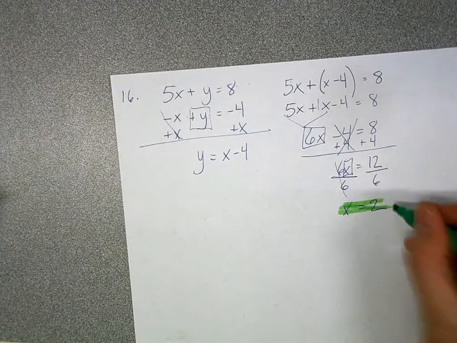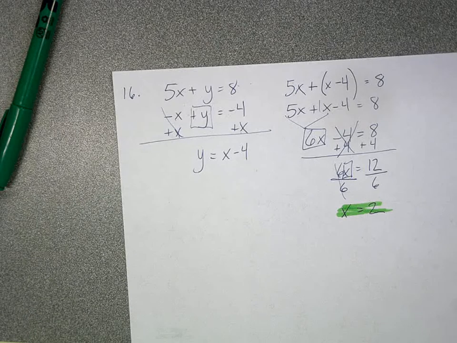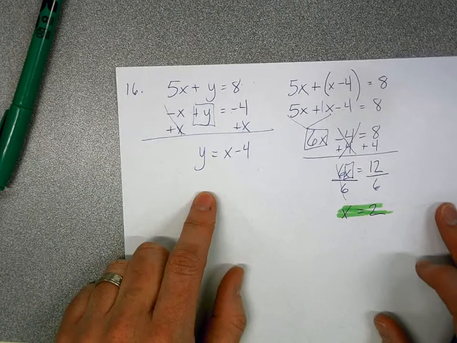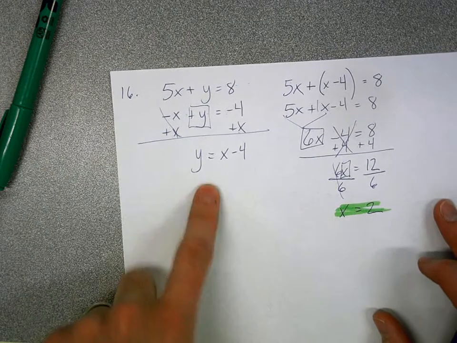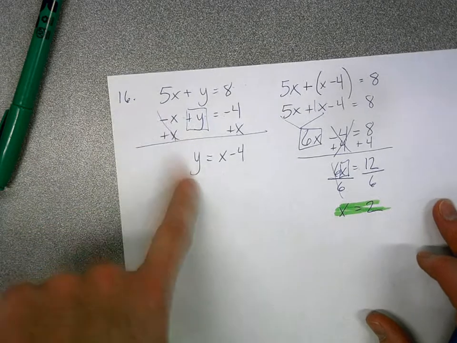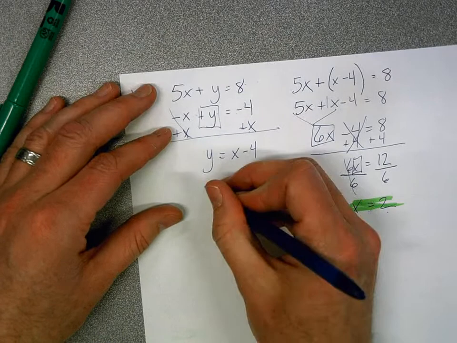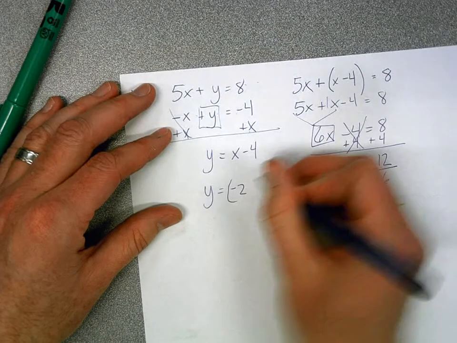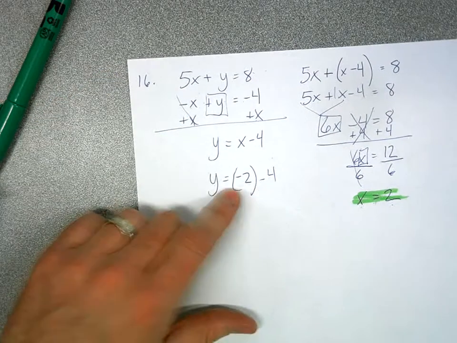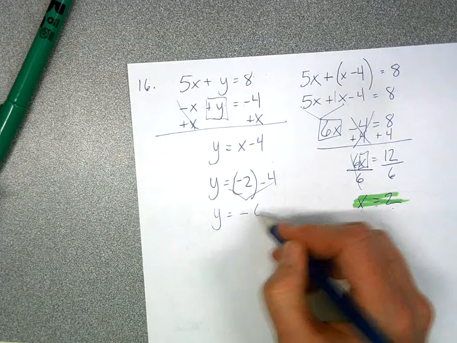And now remember, I'm going to take that and plug it in to any of these. So it was just mentioned, when it was asked, well, can we just plug it into this one here? Absolutely. That is the same equation as that, just written differently. So I can plug in my 2 here. So y is equal to negative 2 minus 4. That means that y is equal to, well, negative 2 minus 4 is negative 6.